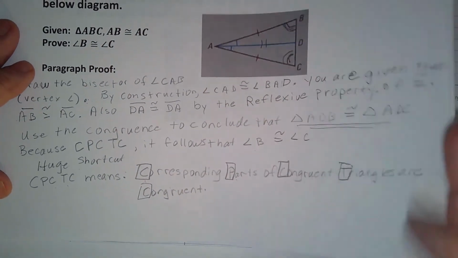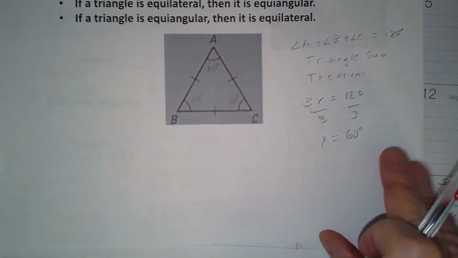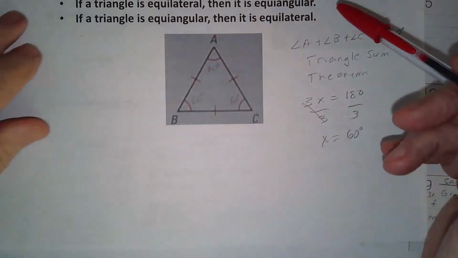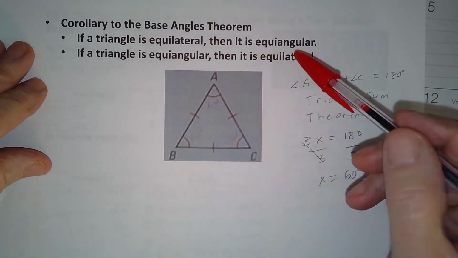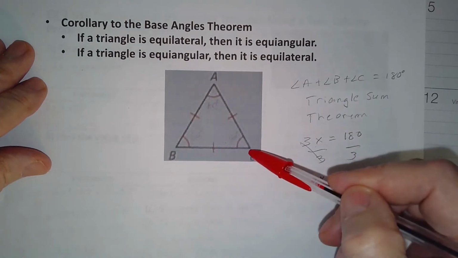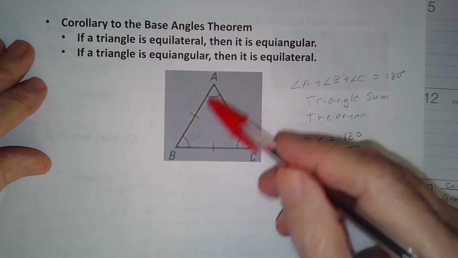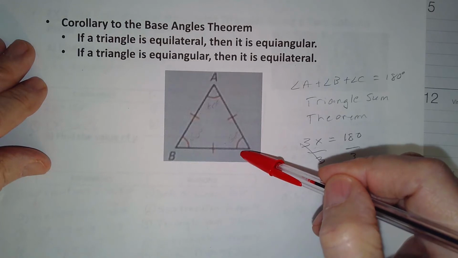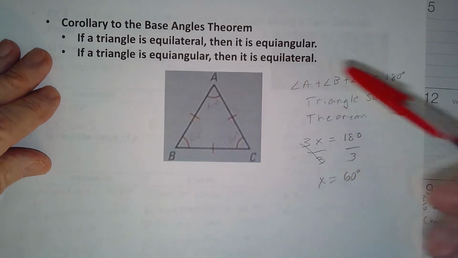Okay, almost last one. There's a corollary to the base angles theorem, and a corollary is just a little offshoot proof. If a triangle is equilateral, and this triangle here is equilateral, then it is also equiangular. Meaning these 3 angles are also going to be congruent. And then you can say it in reverse: if a triangle is equiangular, then it is equilateral.